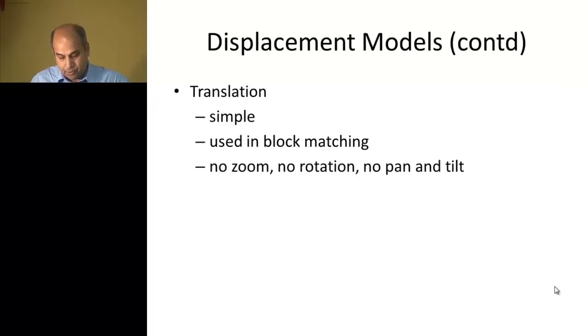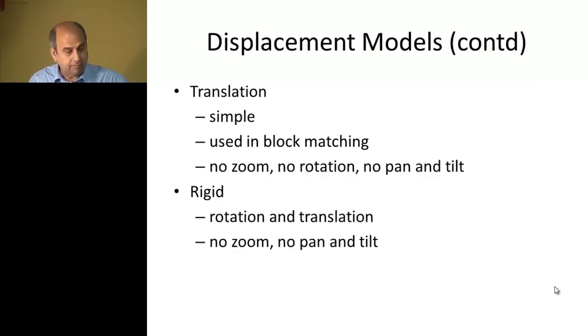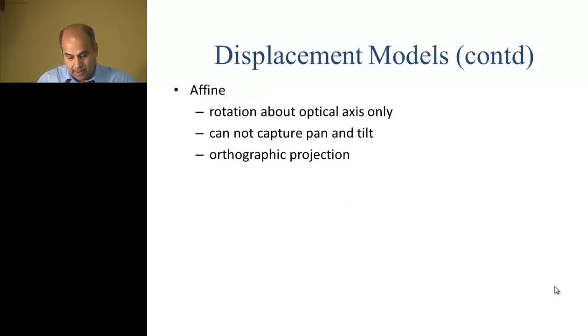So translation is the very simplest model. It's simple, and we can do this correlation matching as we talked about, like MPEG. That's what they do. For each 16 by 16 block, they find the displacement, and it does not capture the zoom, does not capture the rotation, does not capture pan tilt of a camera. It's simple translation. Rigid has a rotation and the translation. That's it. Okay. No other rotation. Rotation is a rotation around the z-axis. But scaling in the z-axis is called zoom, and pan tilt is rotation on the y and x-axis, so that's not there.